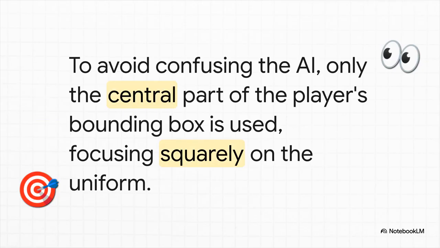And the engineers use this brilliant little trick to make it work. Instead of telling the AI to look at the whole player, which might include the crowd or the court in the background, they told it to only look at the very center of the box. This forces the AI to focus squarely on the thing that actually matters, the jersey color and style.